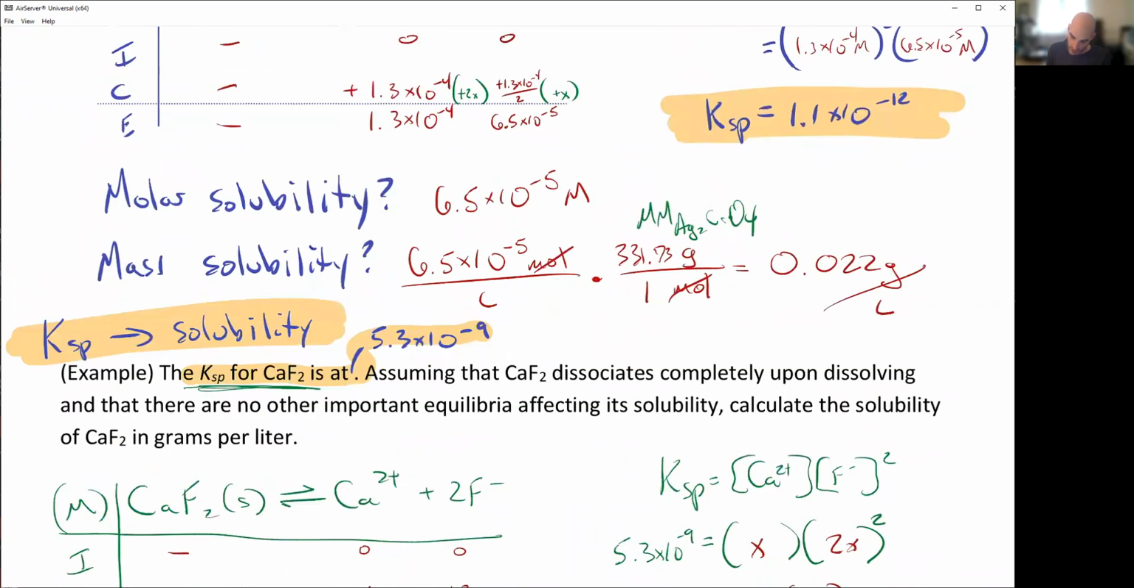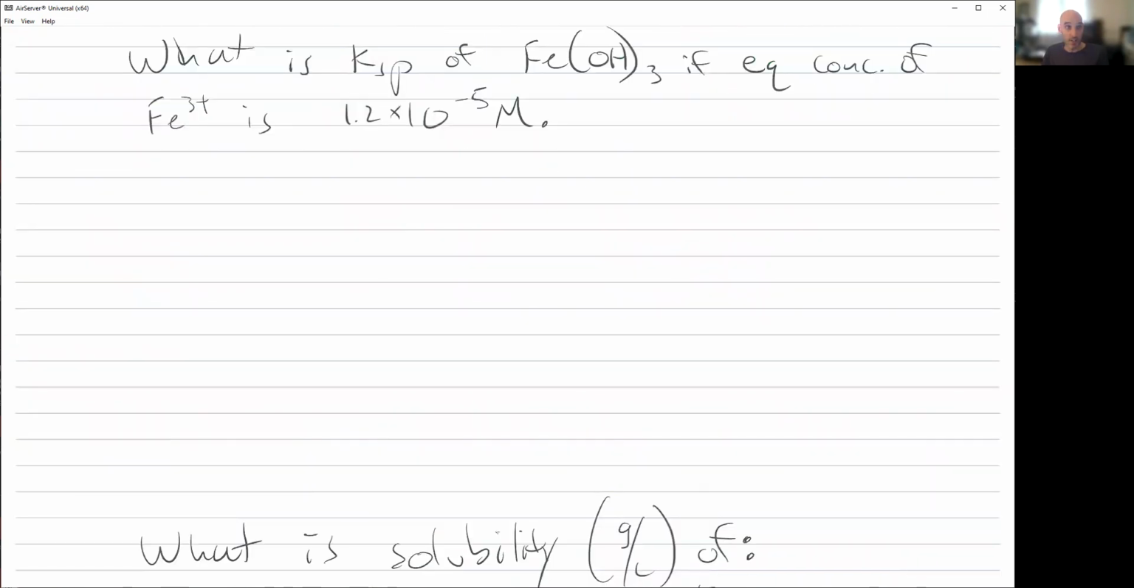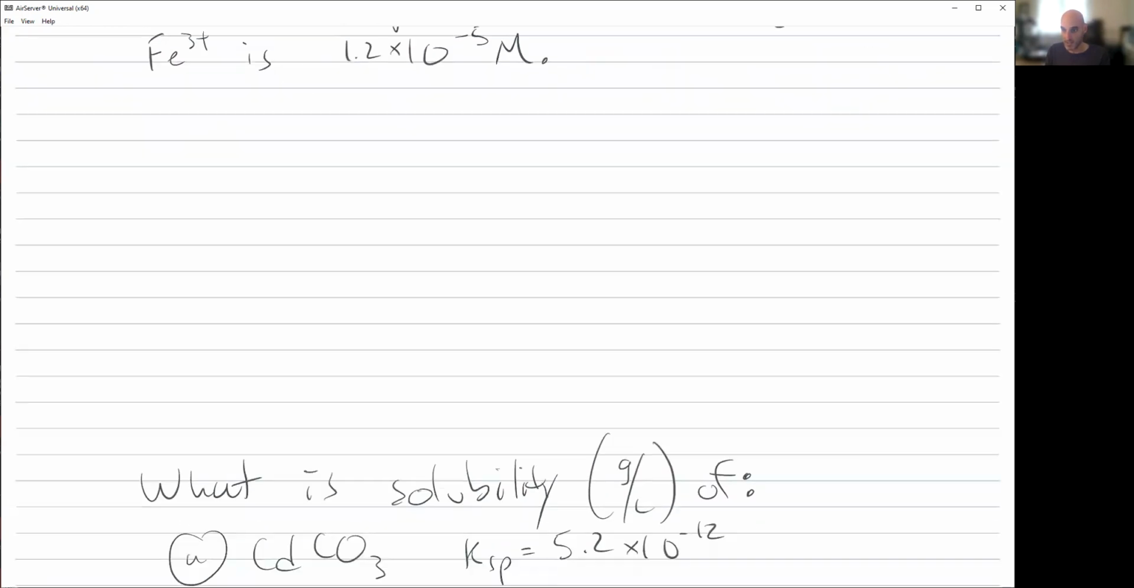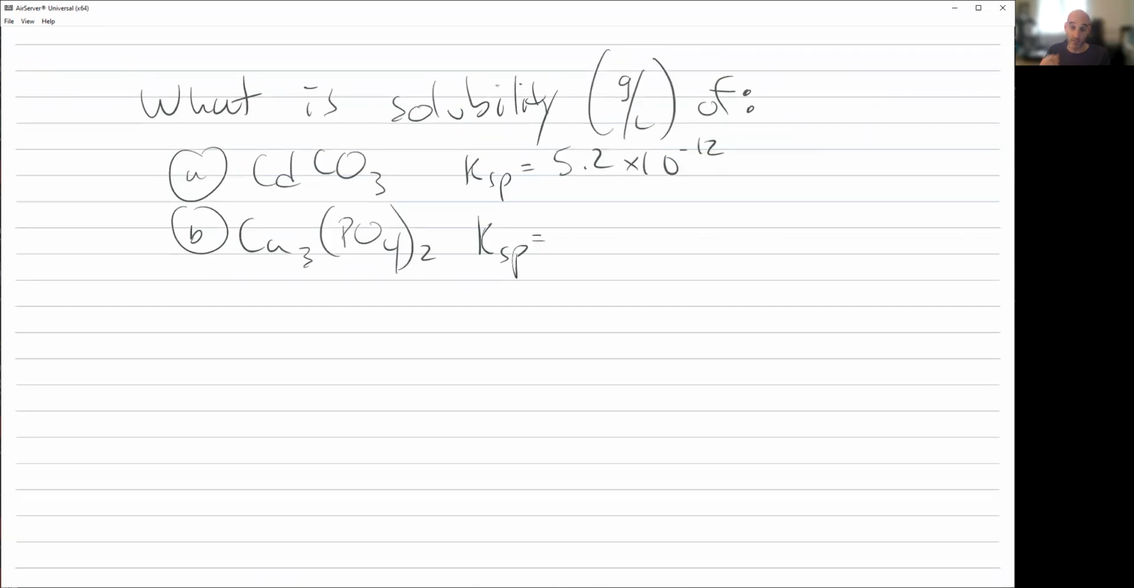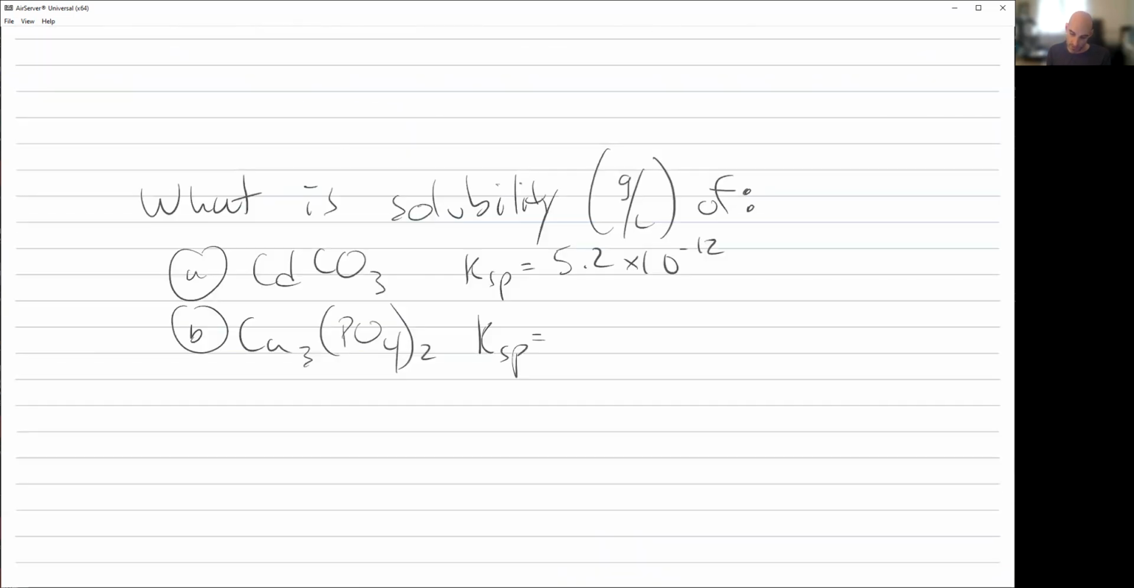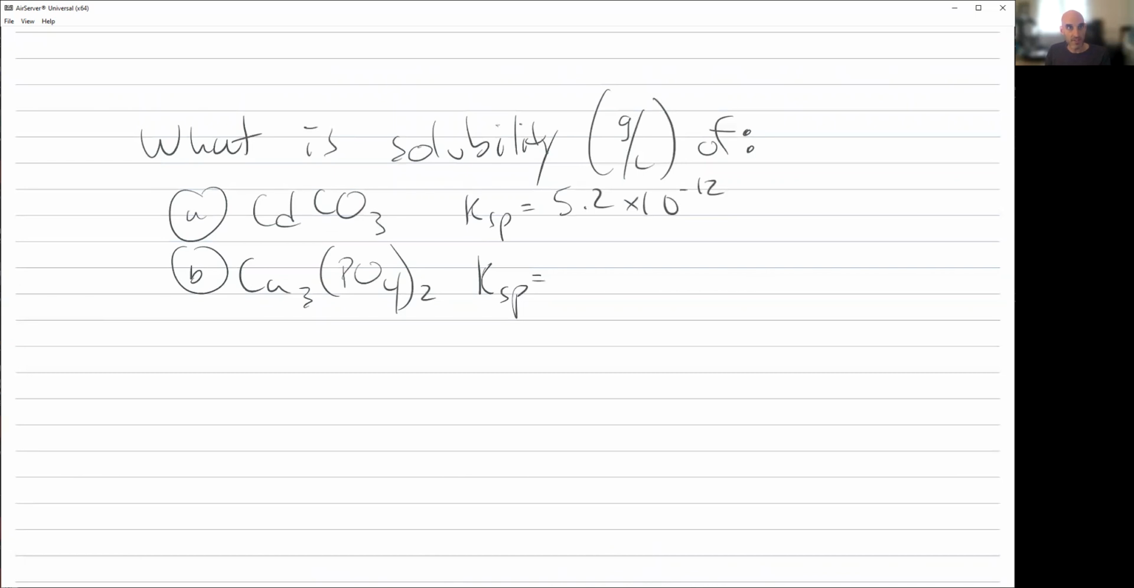Okay, all right, good. So I've got a bunch of problems here, so you're going to have to add an extra page or two, and I'm going to let you guys do these. What is the KSP of iron hydroxide if the concentration of iron is 1.2 times 10 to the minus 5? What is the solubility of cadmium carbonate if the KSP is 5.2 times 10 to the negative 12? And for the calcium phosphate, you can look up the KSP; you should be able to find it in the table below. And we're going to move into factors affecting solubility next. So that's the next video coming up.